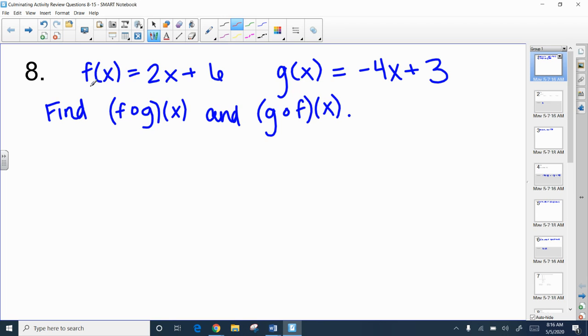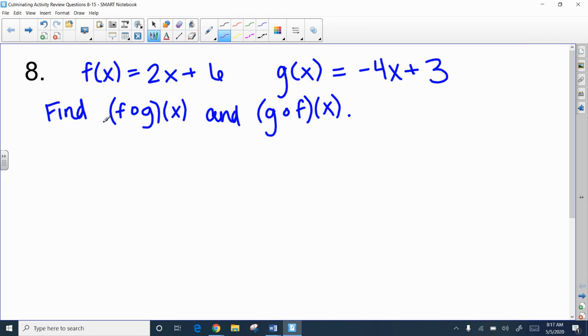So on number 8, we're given two functions, f of x equals 2x plus 6 and g of x equals negative 4x plus 3. And we're trying to find two different things. We're trying to find f of g of x and g of f of x. So we do have to remember what this notation means. F of g of x, this open circle is not multiplying, it's a composition.